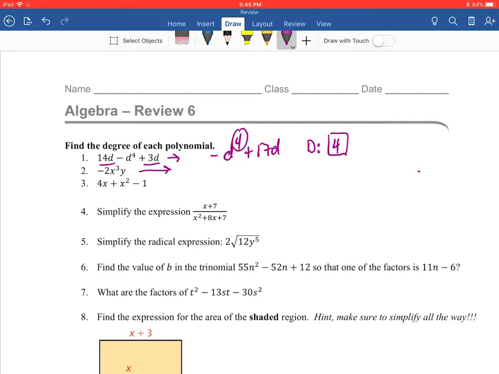Problem number 2. Sorry, cat, move, stop. Sit. Sorry about that, my cat's getting in the way.